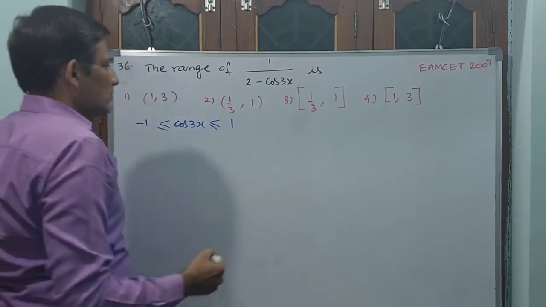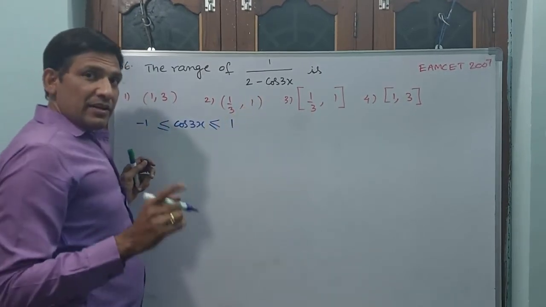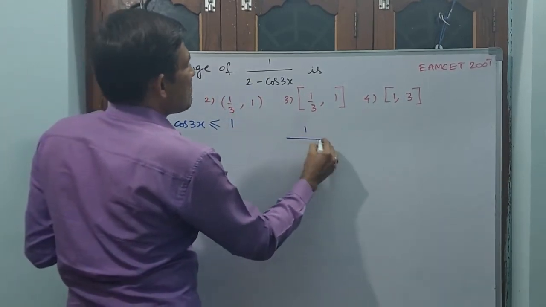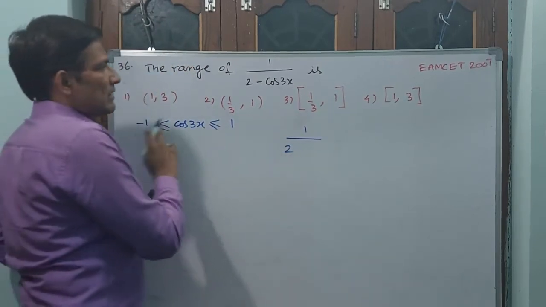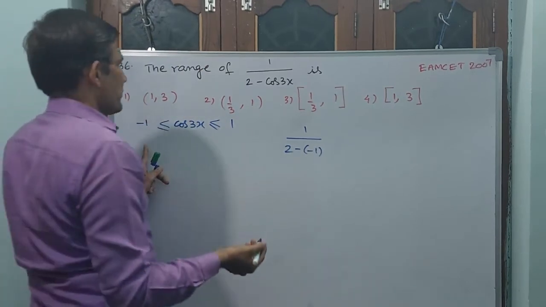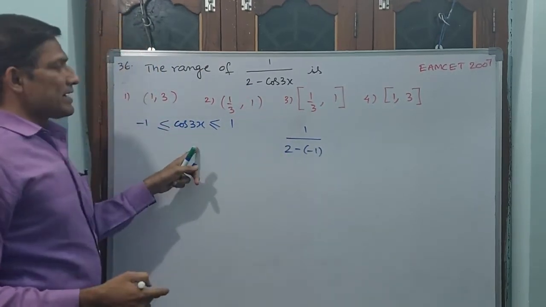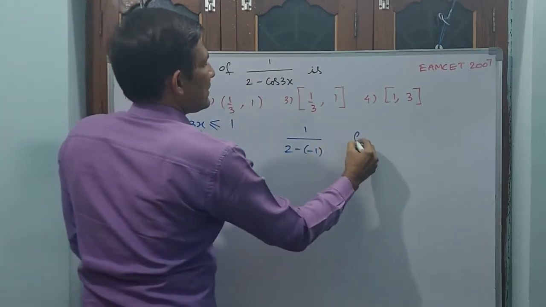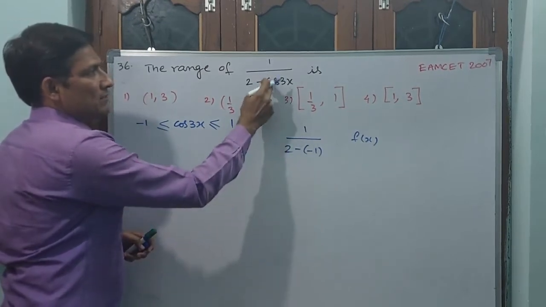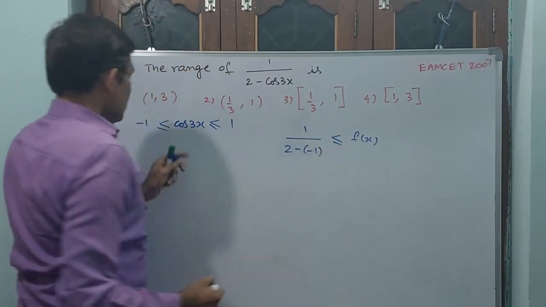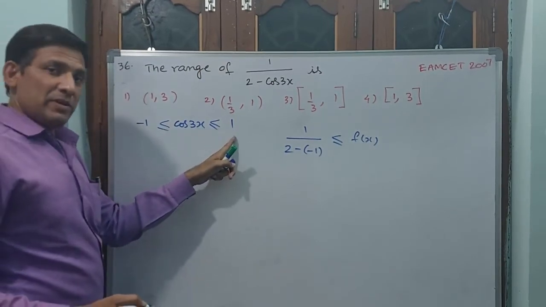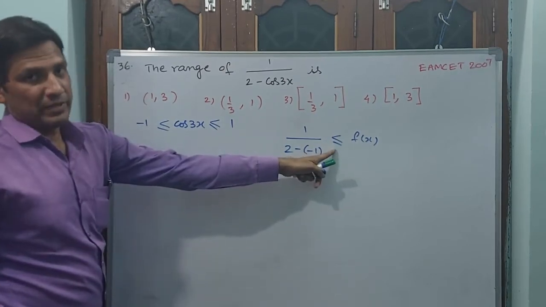See here, range they are asking. 1 and 2 we cannot change anything. Entire this function I am taking as f of x. f of x is 1 by 2 minus of -1. Equal to also I am keeping. Why? Because cos 3x equal to -1, equal to +1 also it is going to become. That is why I have put this symbol.